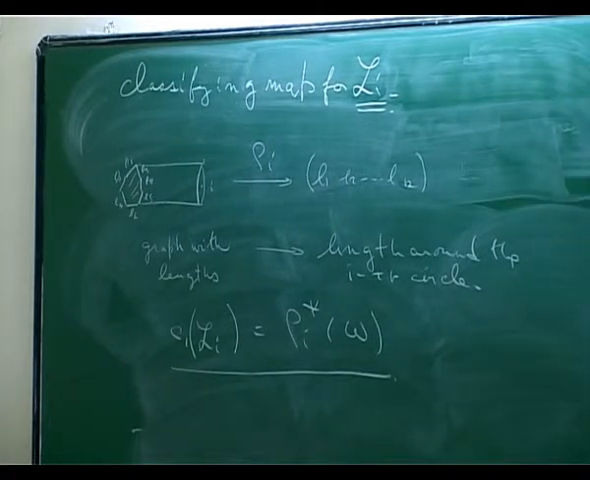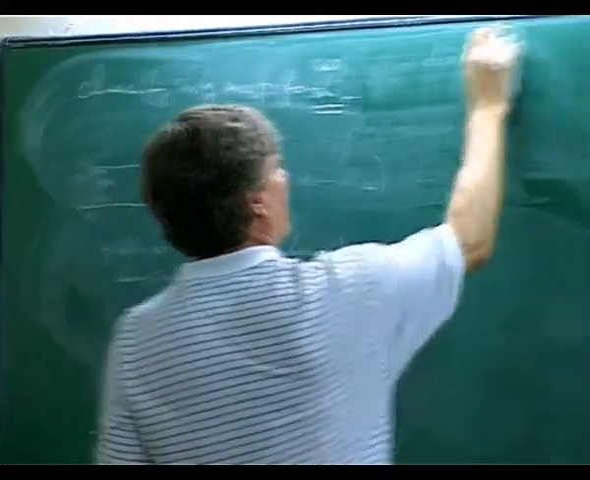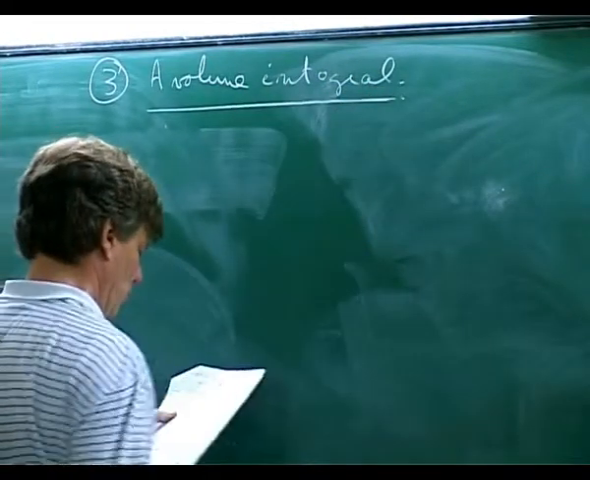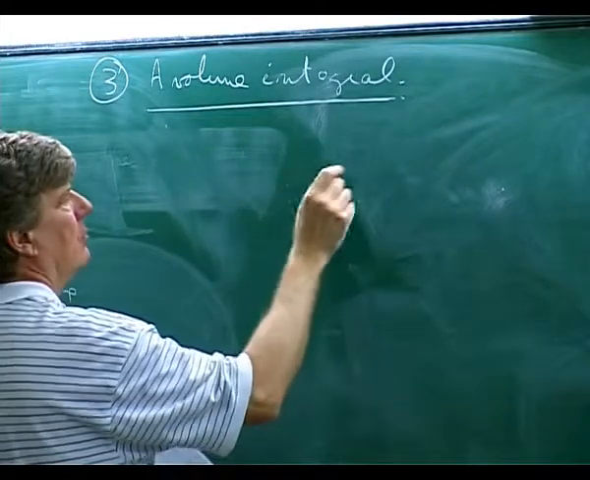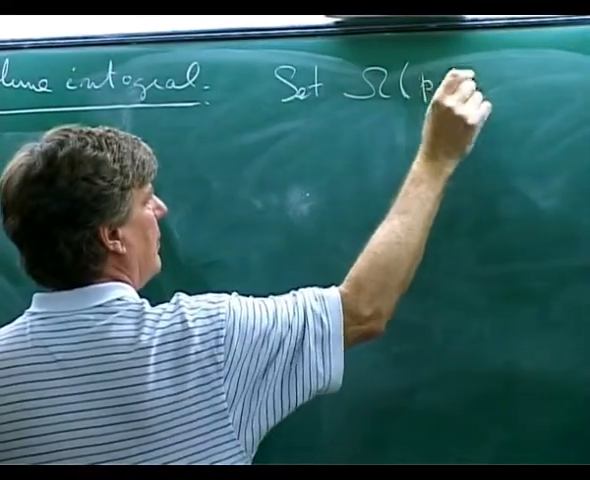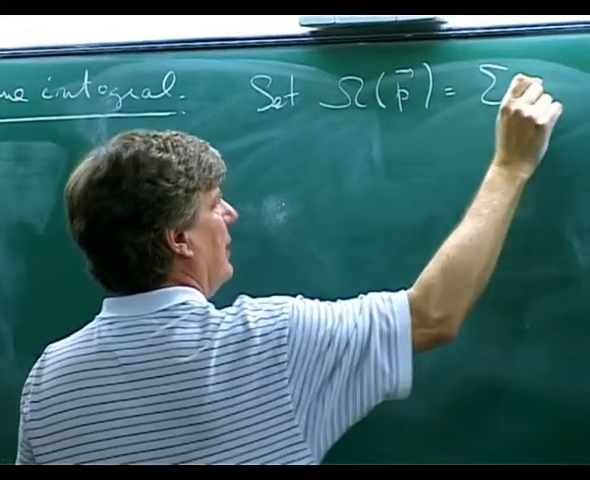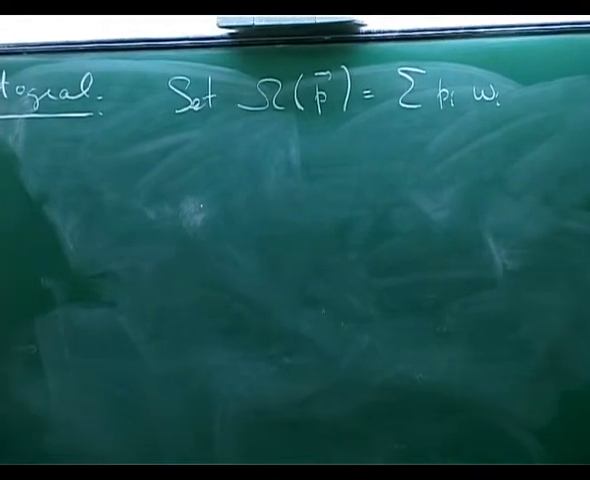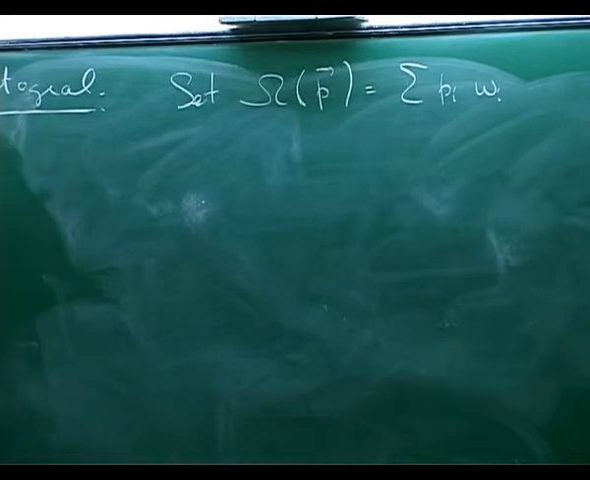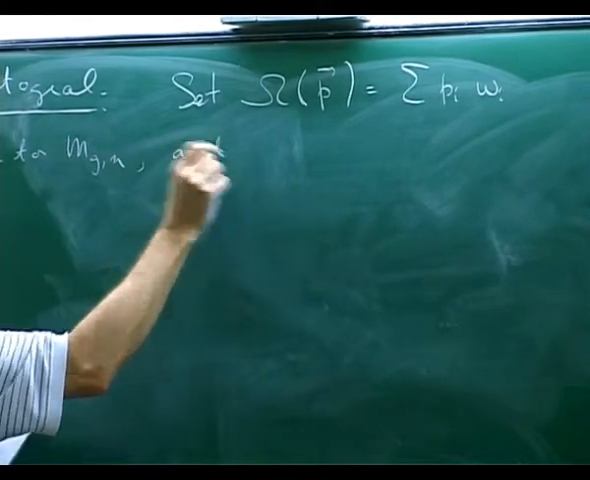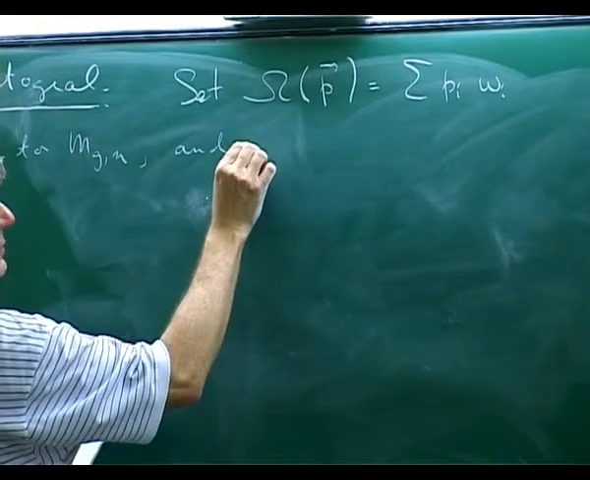Now the third thing is just messing around on the graph. So maybe I'll just write the third step. You want to do a volume integral. I'm going to set omega of p, so I have these perimeters, will be the sum of pi omega i, and pull back to Mgn, and integrate.